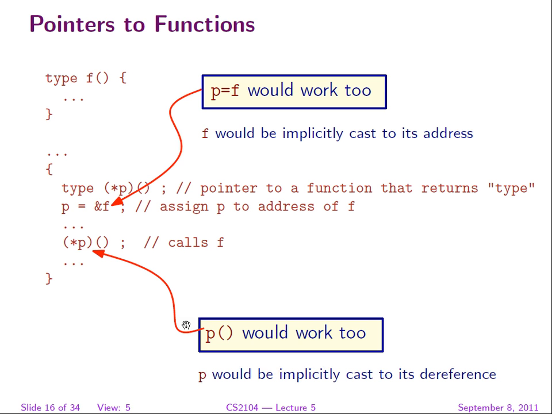This is because p would suffer a cast as well, right? The star p would be placed there by the compiler. So this p would be converted into star p implicitly, right? That's why it works. It's not that p has this magic type that can accept the brackets. P cannot accept the brackets. Only star p can accept the brackets. But a compiler is smart enough to figure out that if you're putting the brackets there, the star is a natural addition to it.